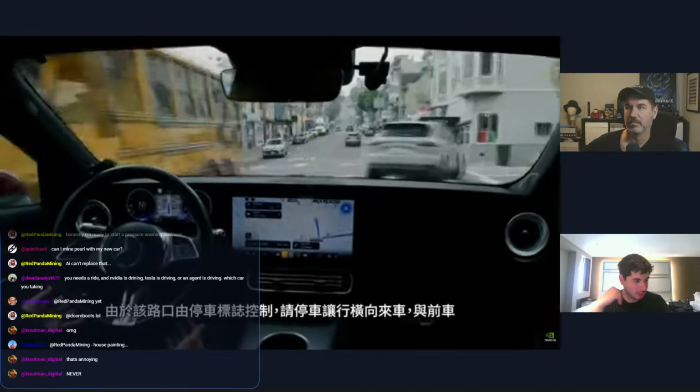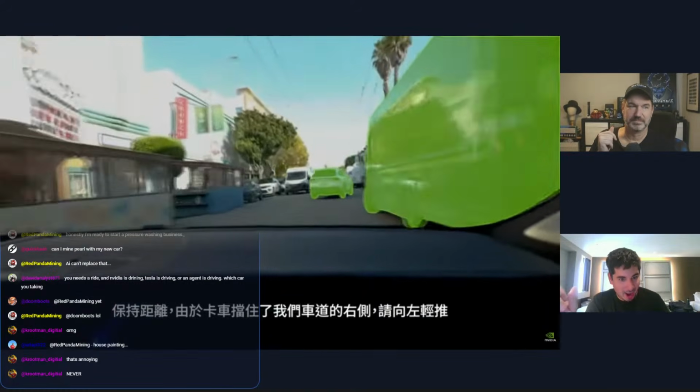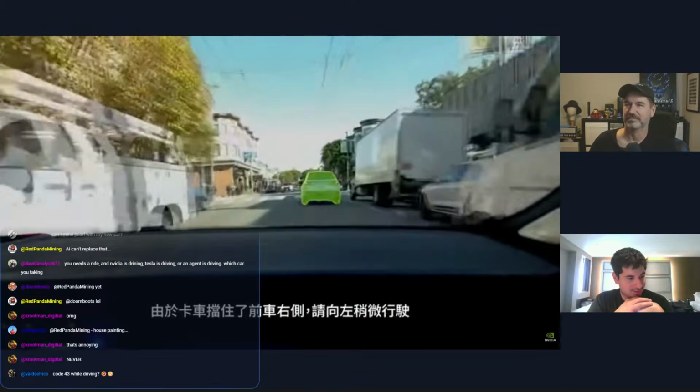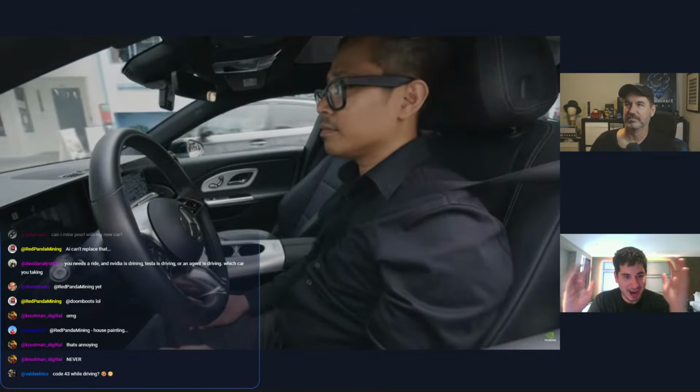Stop at the stop sign since the intersection is stop to yield to the cross traffic since our vehicle is crossing ahead. Keep distance to the lead vehicle due to the truck blocking the right side of our lane. Nudge right due to the truck blocking the left side of our lane. Nudge left due to the truck blocking the right side of our lane. How are they selling me Your all destination is on the right. This is making me not want this.